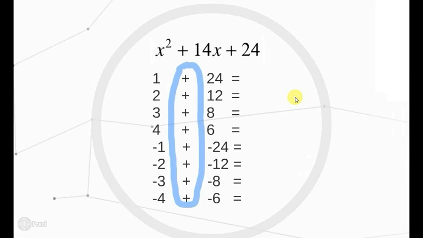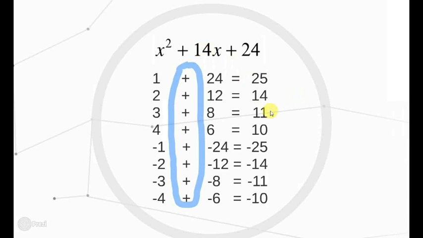So there's the plus sign, I added them together, and now here's the second to last step. I look at the middle term in the original equation and I try and match it with the sum of 2 factors. So these 2 factors, 2 and 12, add together to be 14. So that's great. That'll be important when I write my final answer.